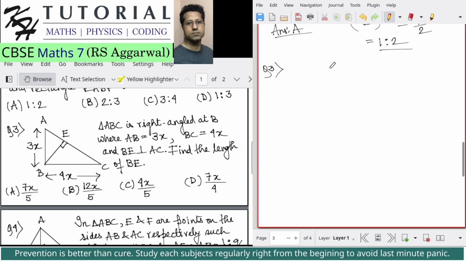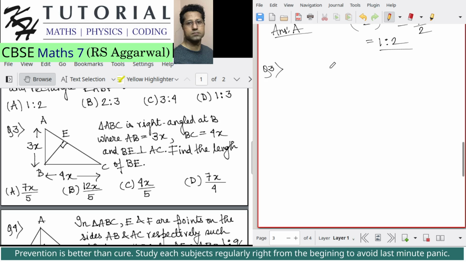AB and BC are the two arms, or the two legs, and their lengths are given. One is 3x and the other one is 4x. So we can easily find the length of AC by using the Pythagoras theorem, since AC is the hypotenuse. Now if I know AC, then I can find the area of this triangle in two ways.